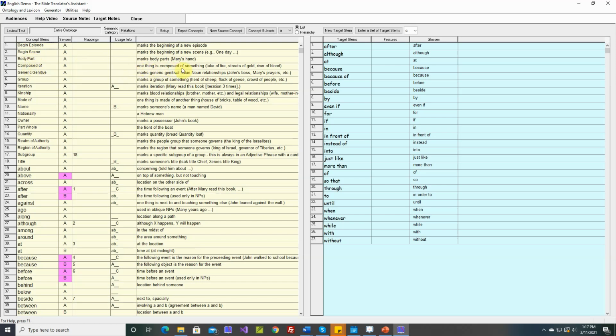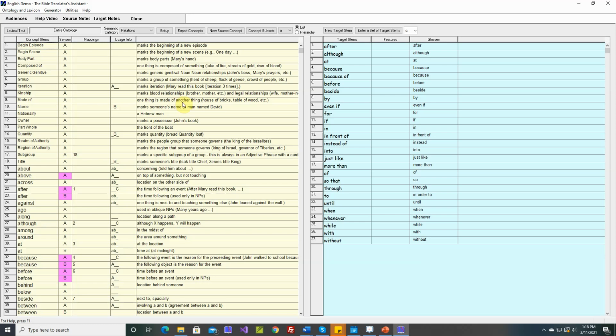Composed of. One thing is composed of something, like lake of fire, streets of gold, river of blood, pillar of fire, etc. Okay, let's come back to generic genitive. Group marks a group of something, like herd of sheep, flock of geese, crowd of people. So here, people is the head noun, crowd is the modifying noun, and the relationship between these two nouns will be marked with this marker here, group. Okay, iteration doesn't mark noun-noun relationships, so we'll skip it.